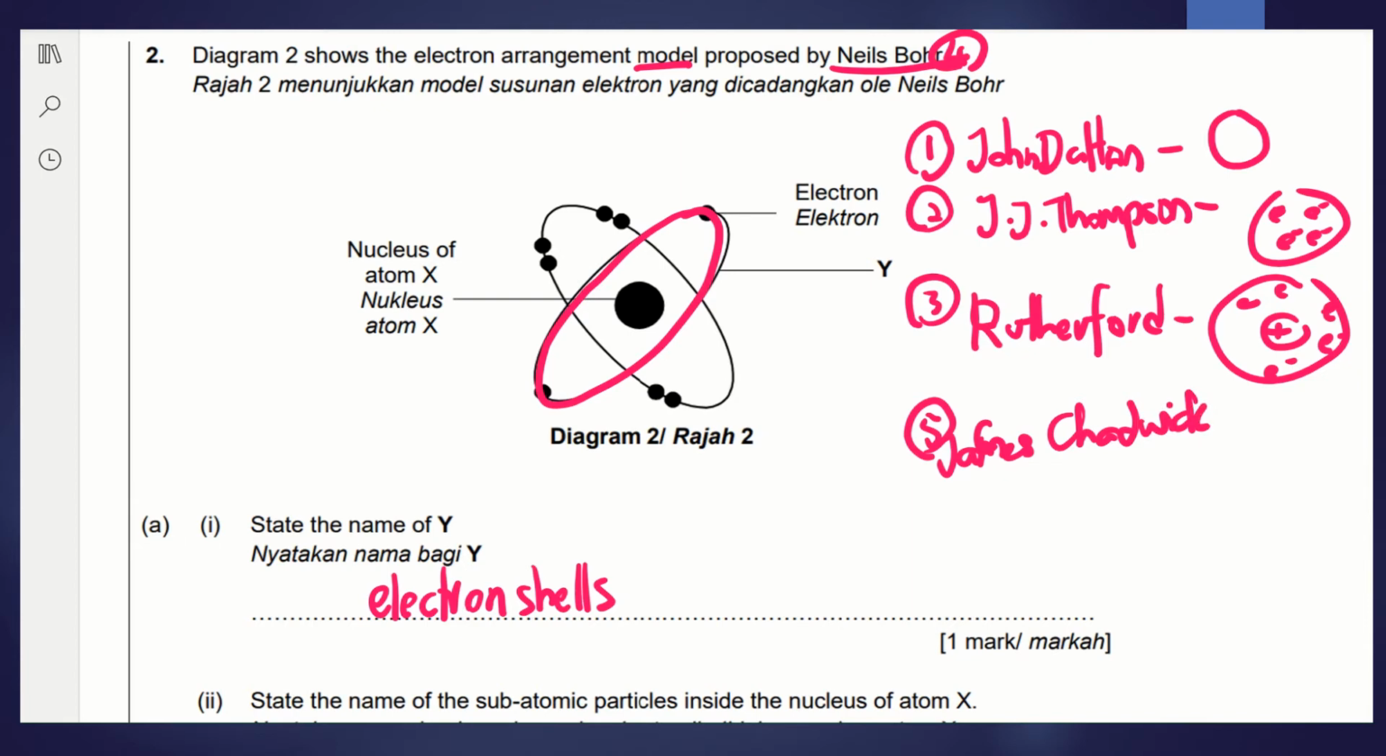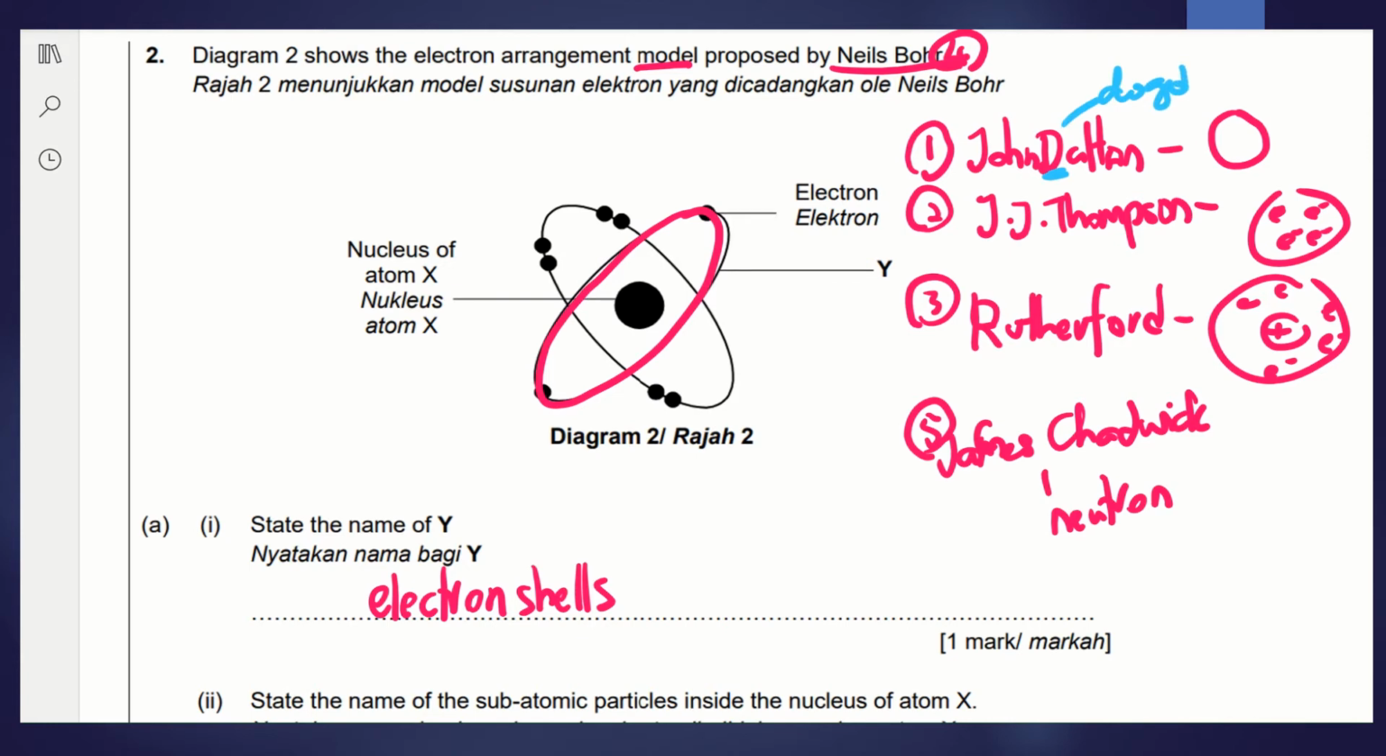Okay, so James Chadwick discovered a neutron. Okay, so how do we remember this? I always use this shortcut. John Dalton discovered atom. D is for dogol, dogol referring to something yang bulat lah.